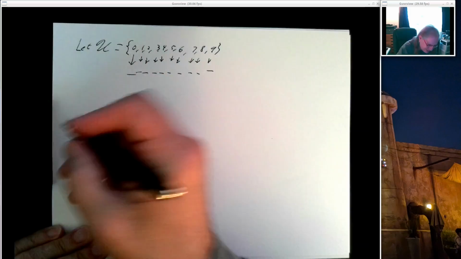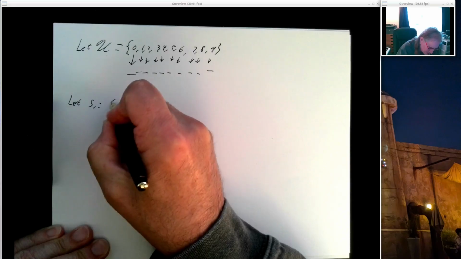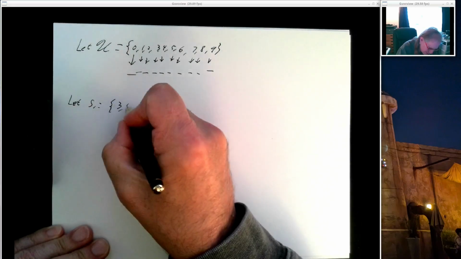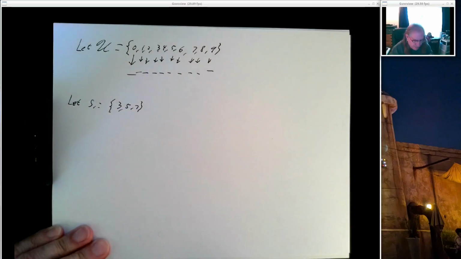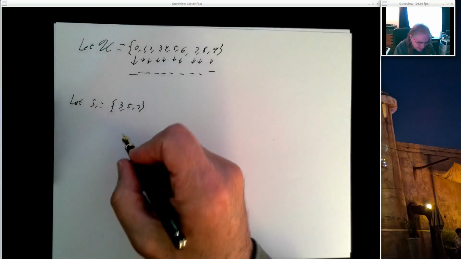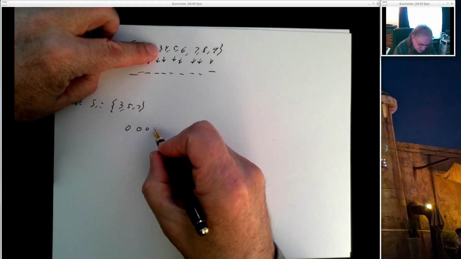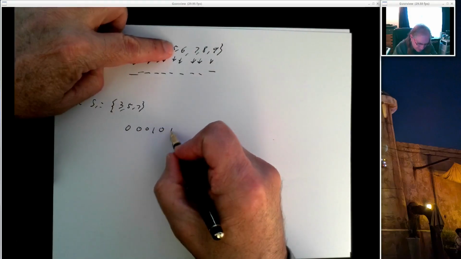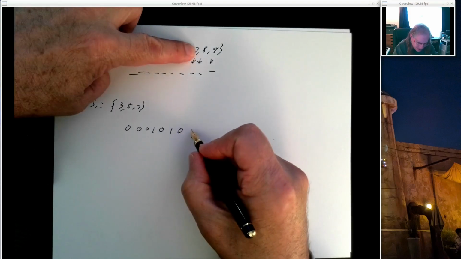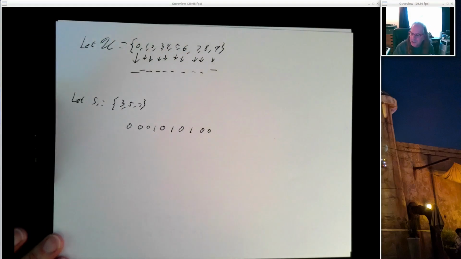And so if I have a set, let S1 be the set containing 3, 5, 7. I'm going to represent that as a binary string as follows. It does not contain a 0, a 1, or a 2. It does contain a 3, no 4, 5, no 6, 7, no 8, or no 9. This would be the string corresponding to S1.